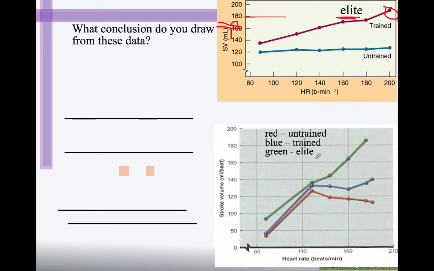Here you can see some similar data. And so the red is untrained, and then the blue is that same group of people after training for a few months. That's interesting right there. And so maybe even these people who aren't quite elite can continue to push their stroke volume some. But look, they hit a max of about 140. And again, these guys over 180. That's pretty phenomenal.